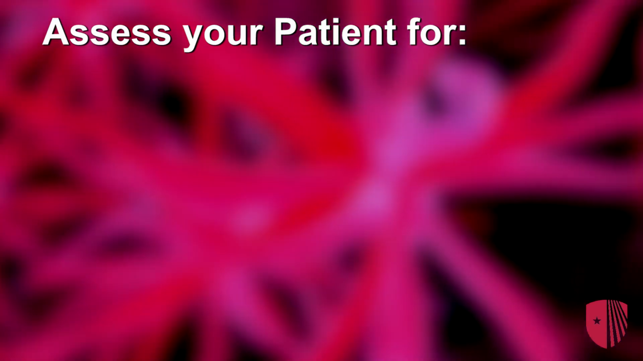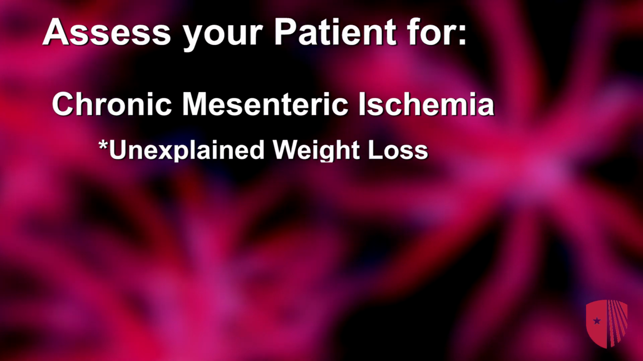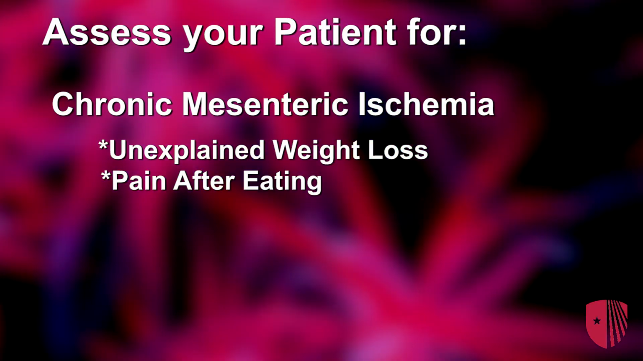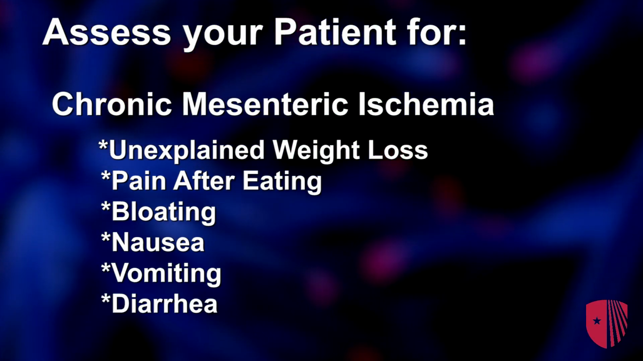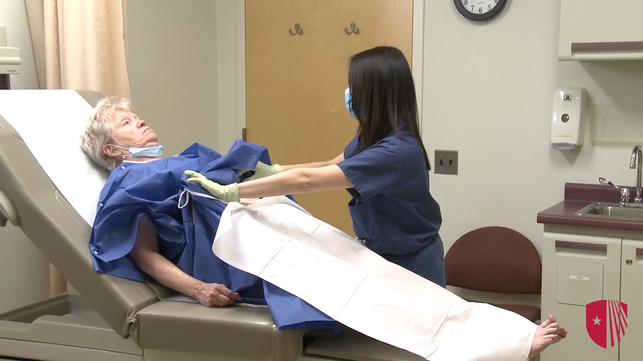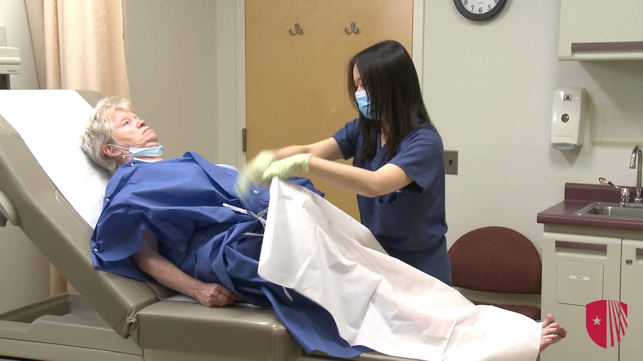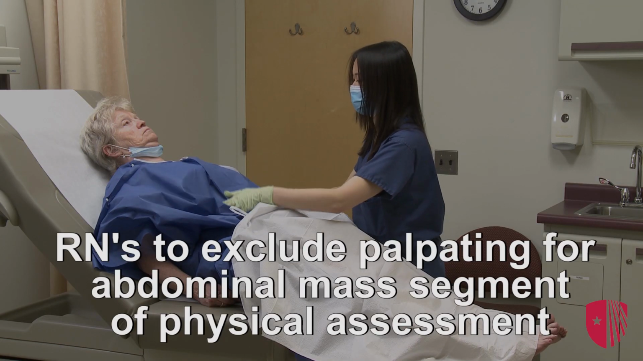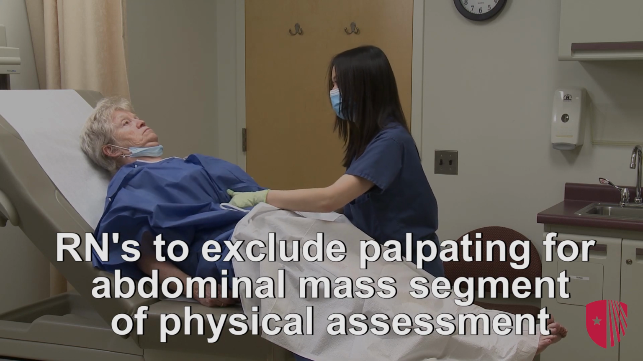You want to ask them about chronic mesenteric ischemia, if they have any unexplained weight loss, pain after they eat, bloating, nausea, vomiting, or diarrhea. You will also auscultate the abdomen. Palpate the abdomen and assess for a pulsatile mass for an abdominal aortic aneurysm.